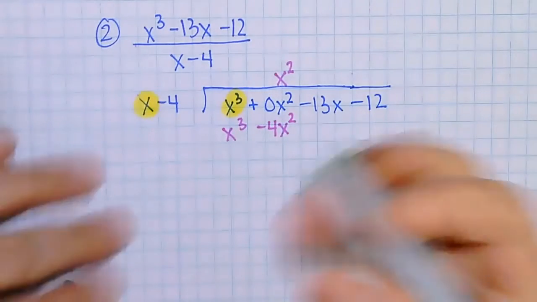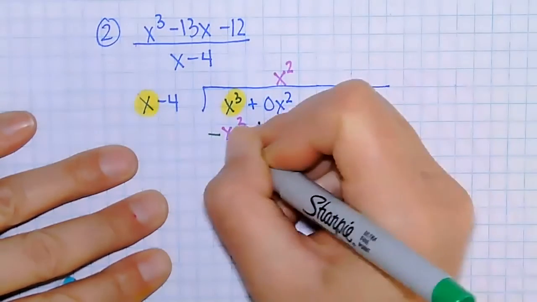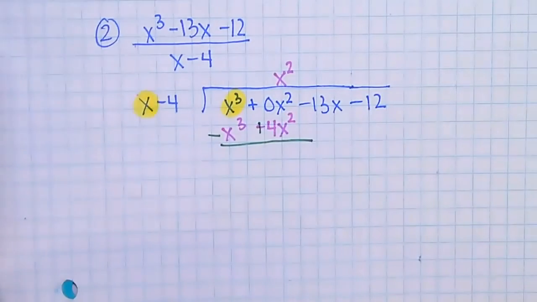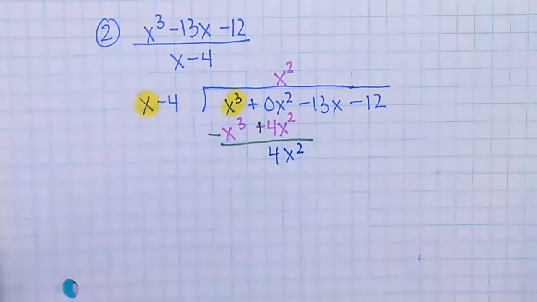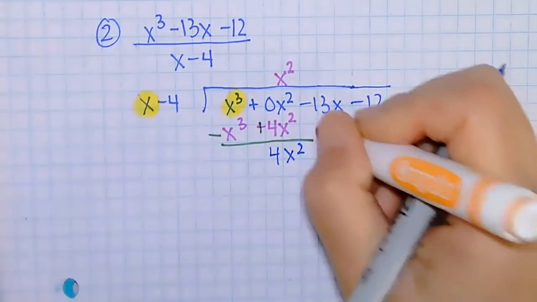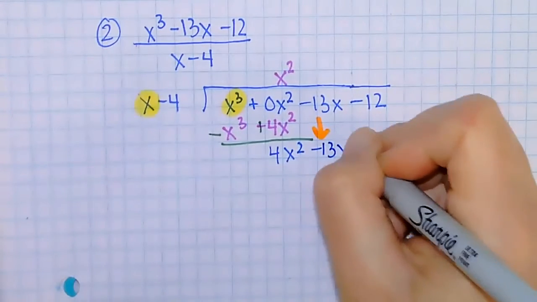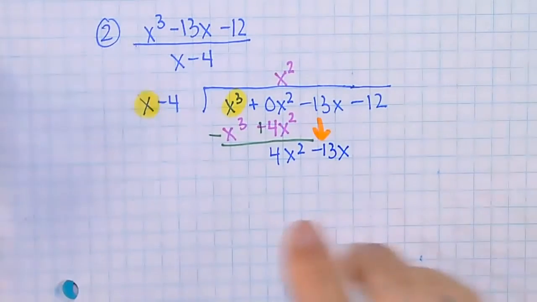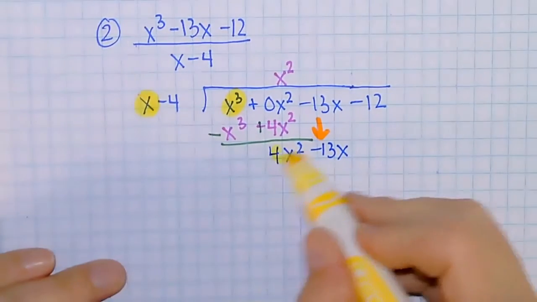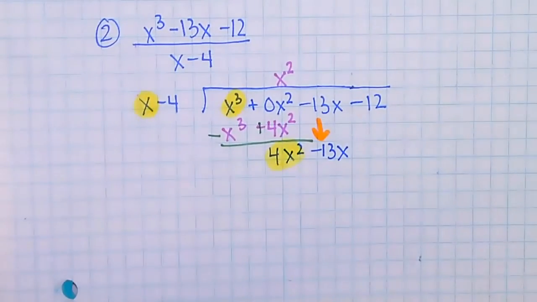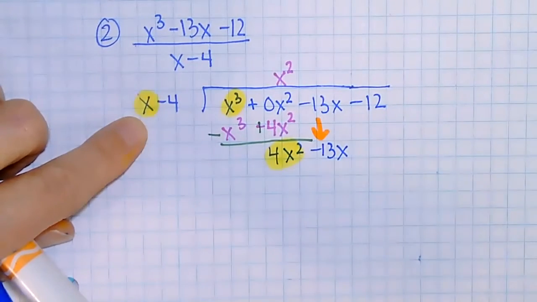And then I'm going to change my signs because I'm going to subtract. So this is going to be a minus and this is going to become a plus. And this cancels out and I get 4x squared. And again, I'm going to bring down my minus 13x. So I'm going to have a minus 13x. And so again, my x goes into, again, the lead, 4x squared. And so x times what gets me 4x squared?